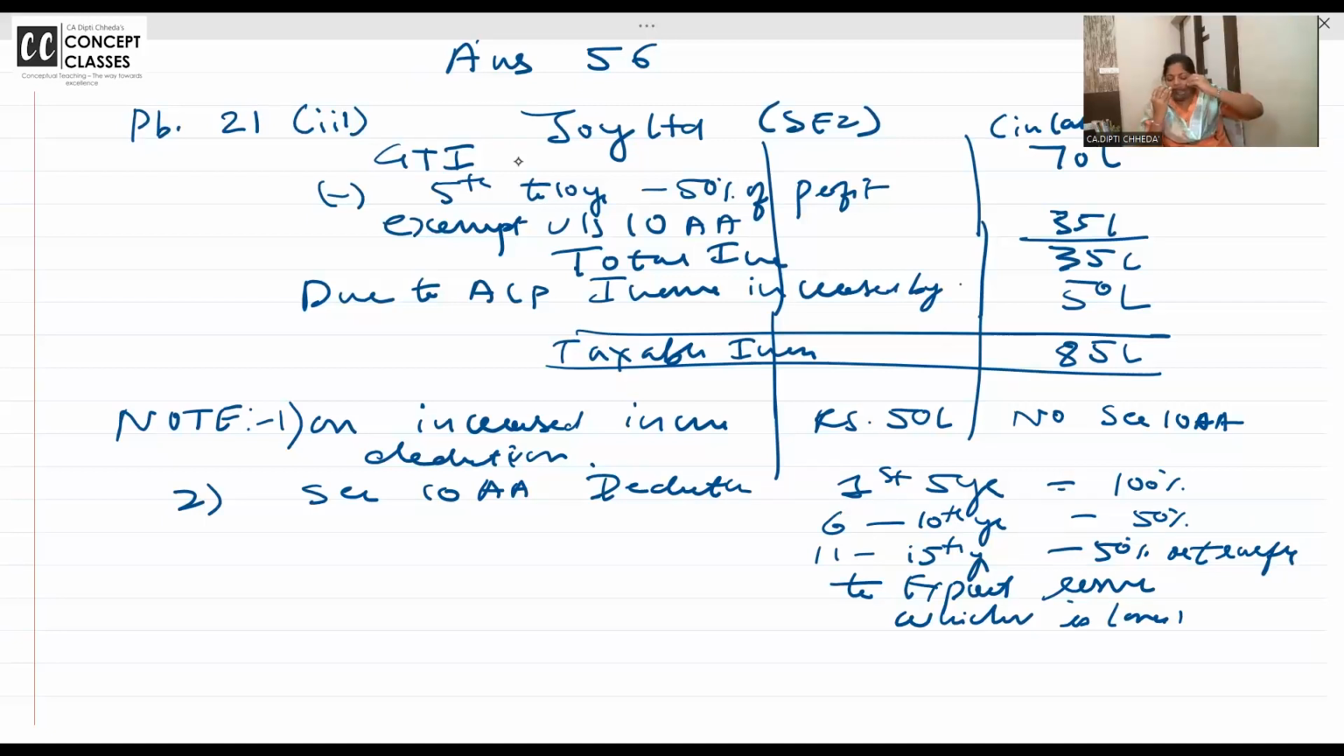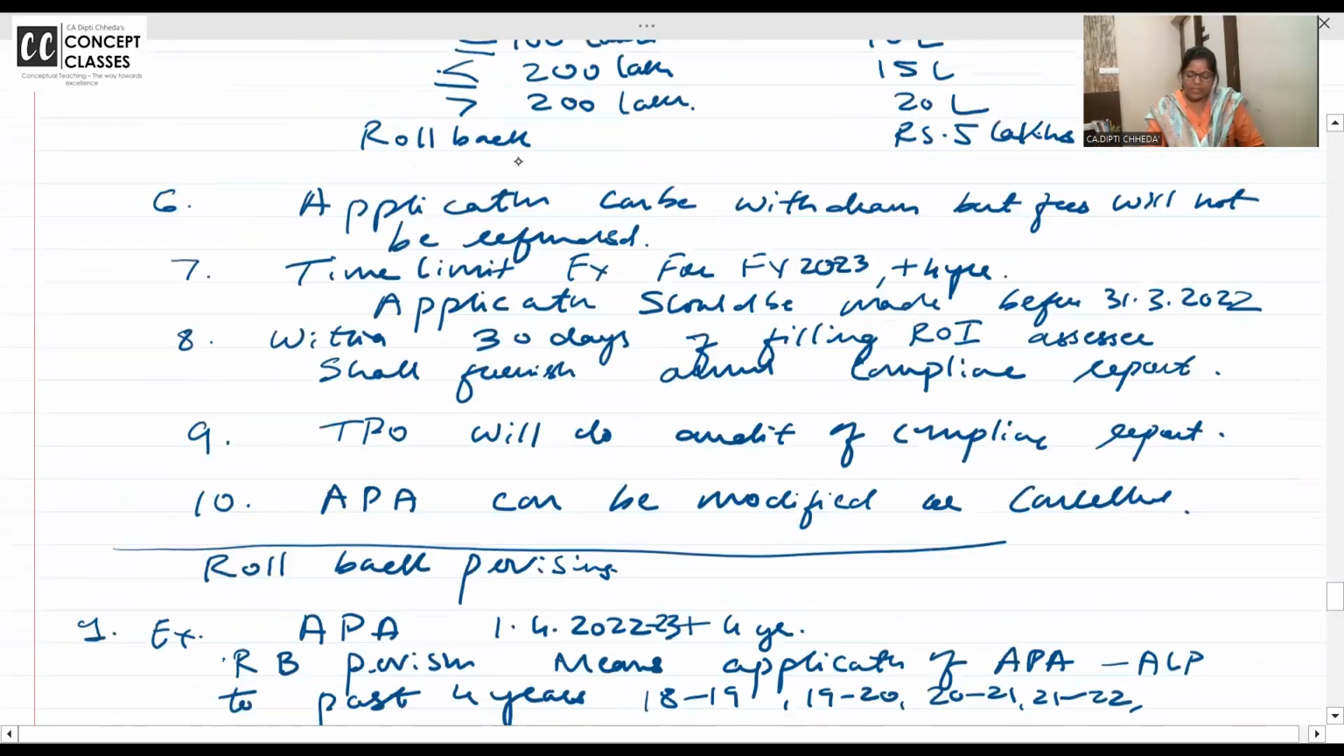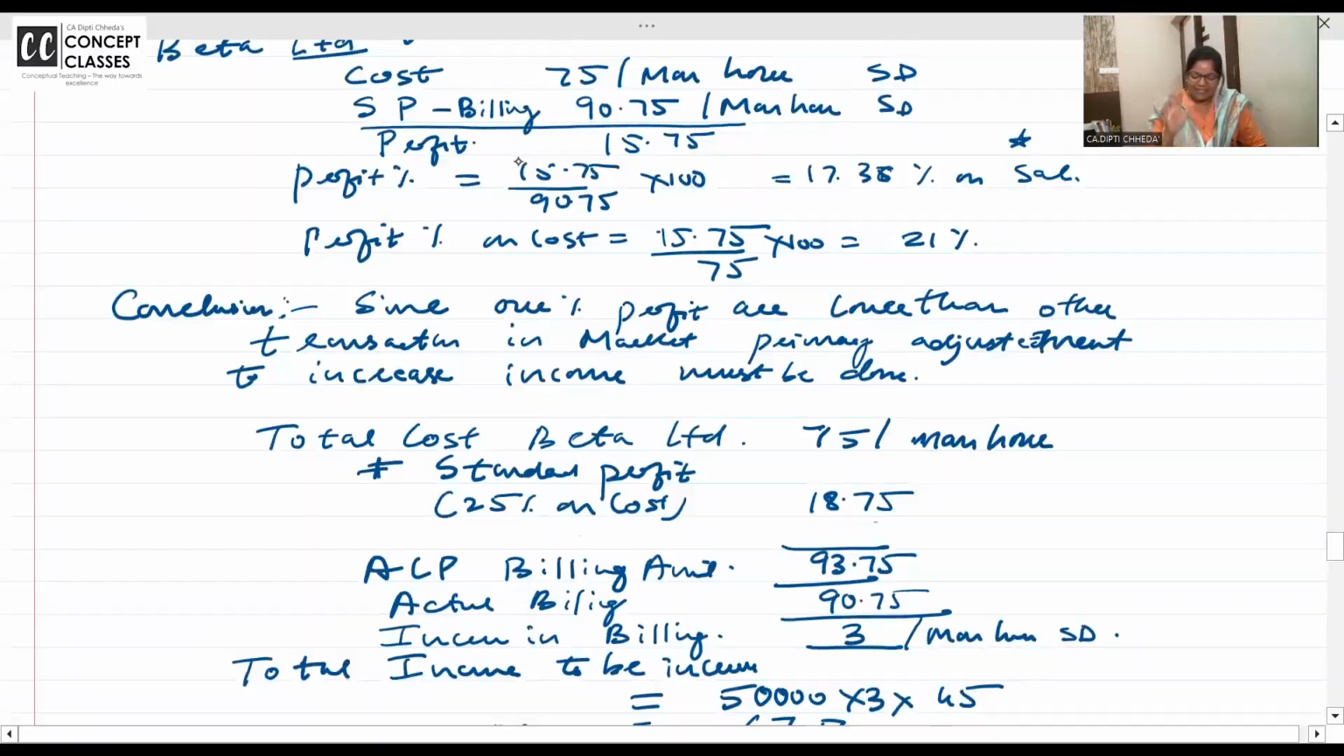Check and ask me if you have any doubt. On increased income of 50 lakhs, out of 70 we have given, but the 50 lakhs income that is increased because of applying the advanced pricing agreement, on that you will not get any additional exemption. Clear? Are these notes and problems clear or not in today's class?